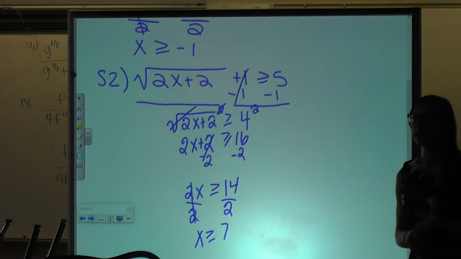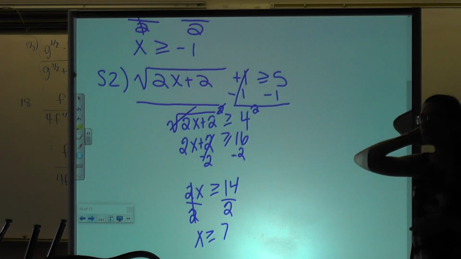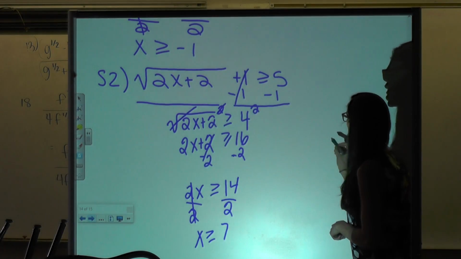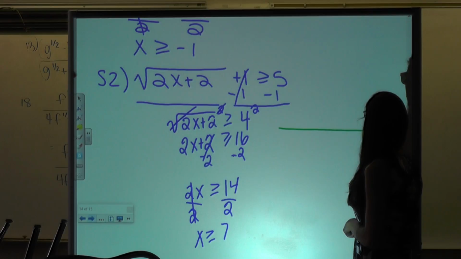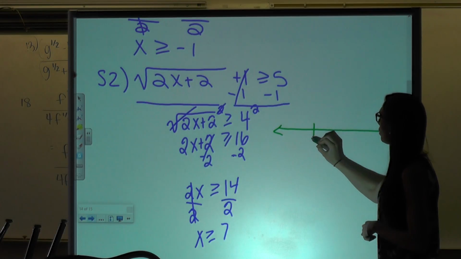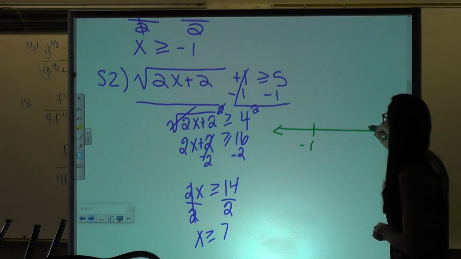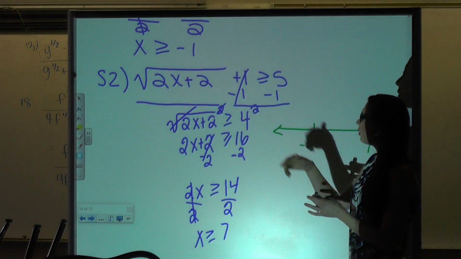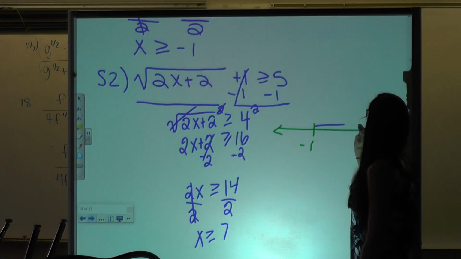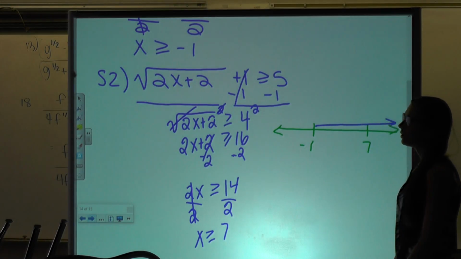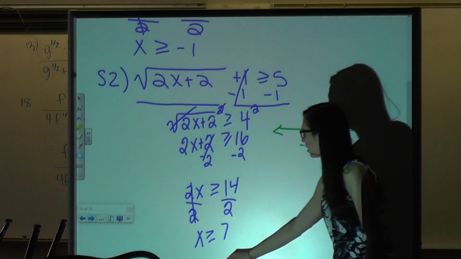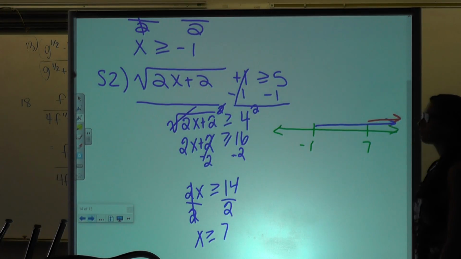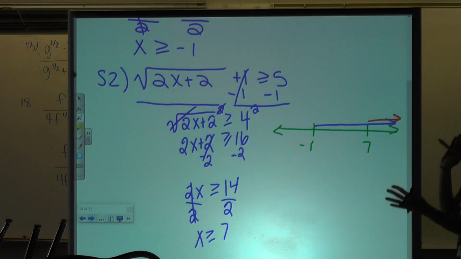Step 1 told us x has to be greater than or equal to -1. Step 2 tells you that x has to be greater than or equal to 7. So if we have a number line, you've got -1 and you've got 7. So they're overlapping.